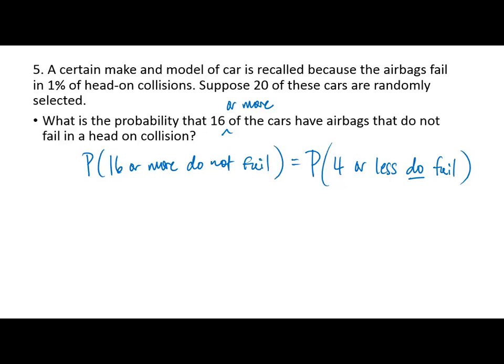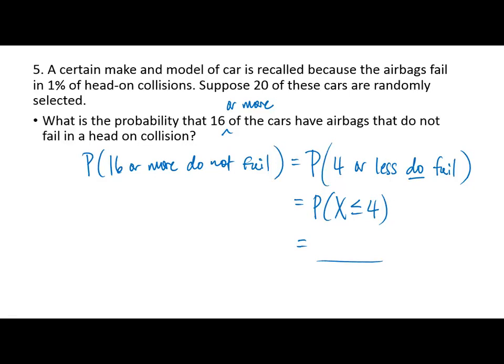I'm just noticing I have an error in my solutions. Okay, so the probability that 4 or less do fail, that's just the probability that x is less than or equal to 4, right? We can look this up directly in the table and figure out what that number is. And I have written down the wrong number, so I won't fill that in.